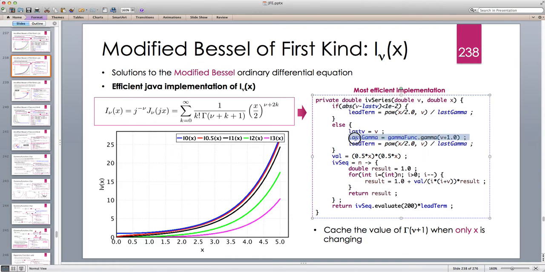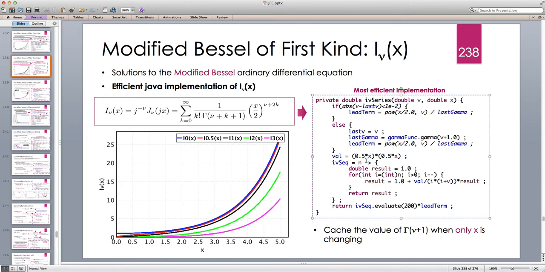All right, so we make sure that we monitor the value of the nu, and we cache it in the state of the object, last nu and last gamma. And if this is not changing with some tolerance, we just update the lead term by using the last gamma. Otherwise, we update the last nu, we cache the nu again, recalculate the gamma again, and then calculate the lead term again.